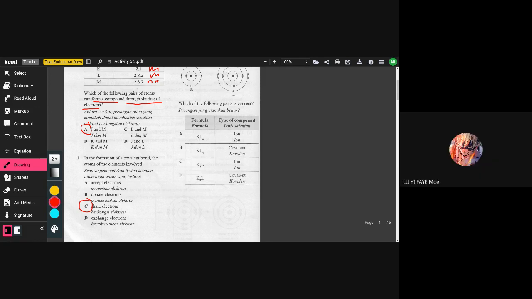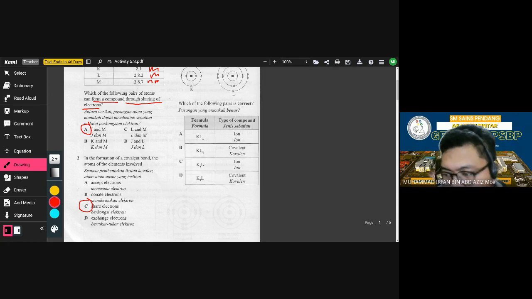Kalau exchange electrons, I don't know what is that, ionic bond lah. Okay, ionic bond. So kalau you share electrons pula, kalau the atom share electrons, they are covalent compound. Exchange tu bertukar ataupun transfer. Transfer. Tu kita panggil sebagai ionic bond. So you need to know dia punya terminologi tu.